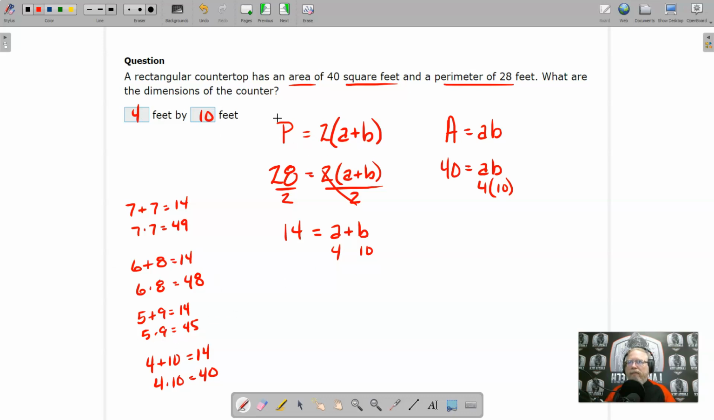So apply the perimeter formula and follow the same steps that I did right here, to where you get down to A plus B equals some number, and then also see what A times B is supposed to equal for the area.